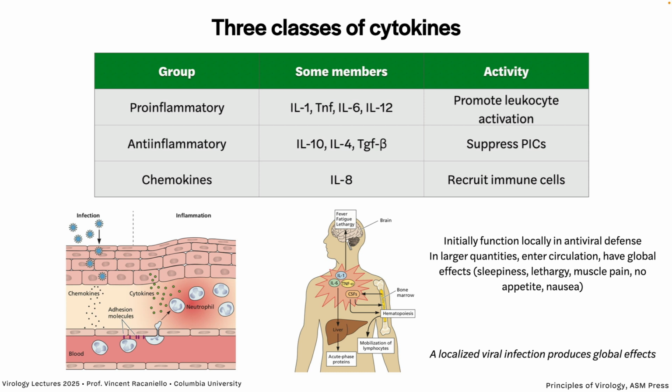slide. Then any pro-inflammatory cytokines have to be reversed, so we make anti-inflammatory cytokines to turn it off. They suppress the pro-inflammatory cytokines. And then the chemokines recruit immune cells to the infected area.